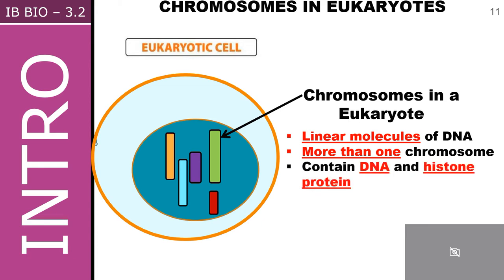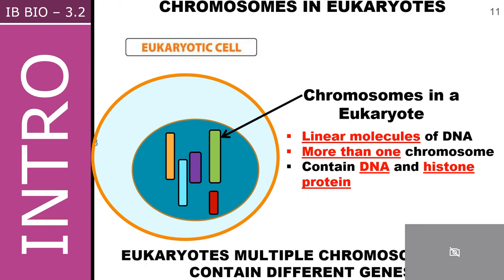And in contrast to prokaryotic cells, the chromosomes of eukaryotes contain DNA that is associated with a histone protein. So prokaryotes, no protein, just DNA, and eukaryotes have DNA that is associated with protein.